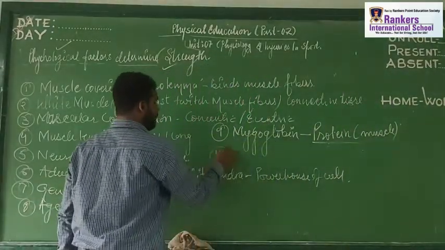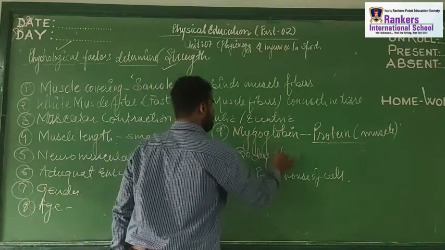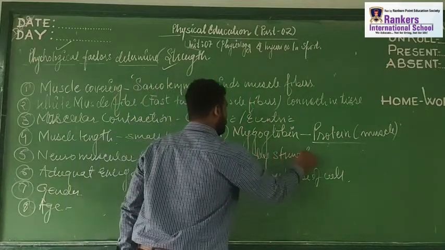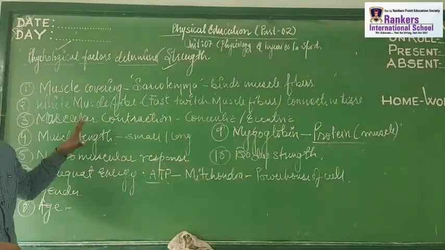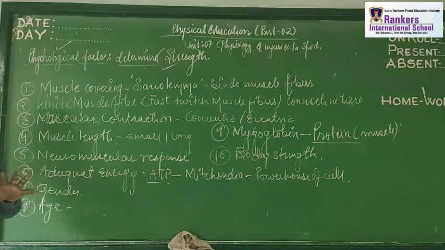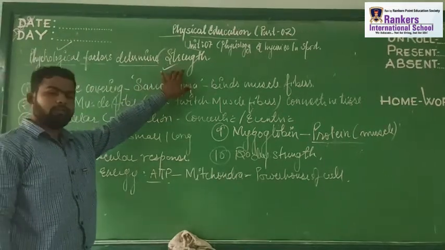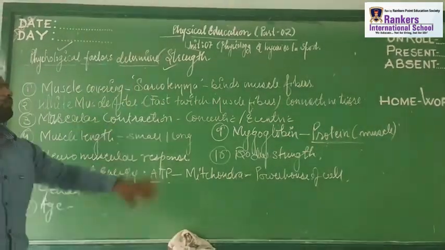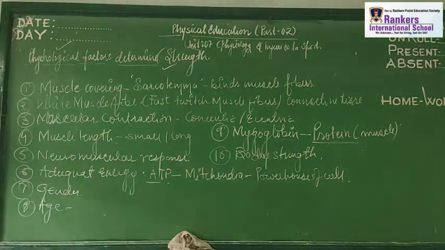The 10th point is body weight. Body weight also decides strength. If you are talking about shot put, the body weight should be more. So this is all about the physiology of how to enhance this. Today we have covered the physiological factors on which strength depends and the physiological factors on which endurance depends. I hope this part is much clearer to you.